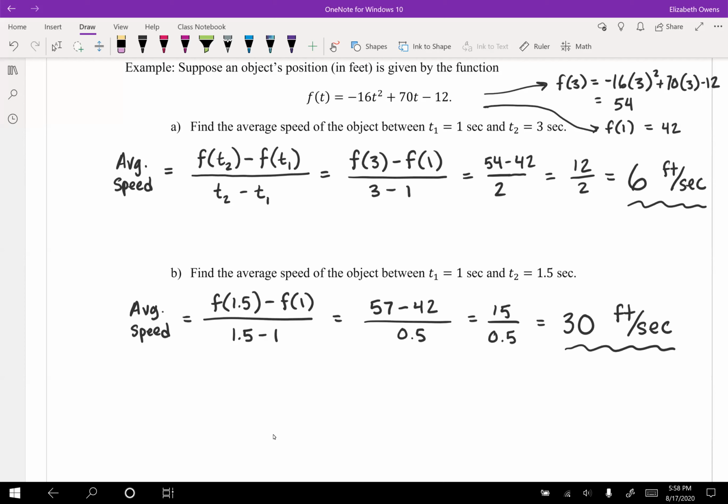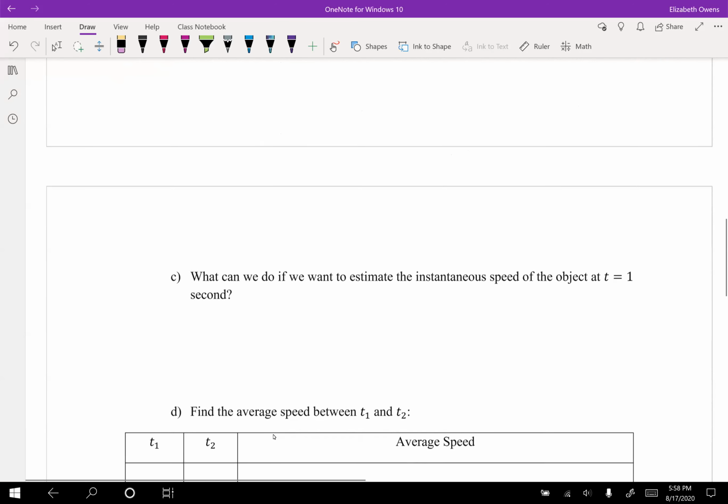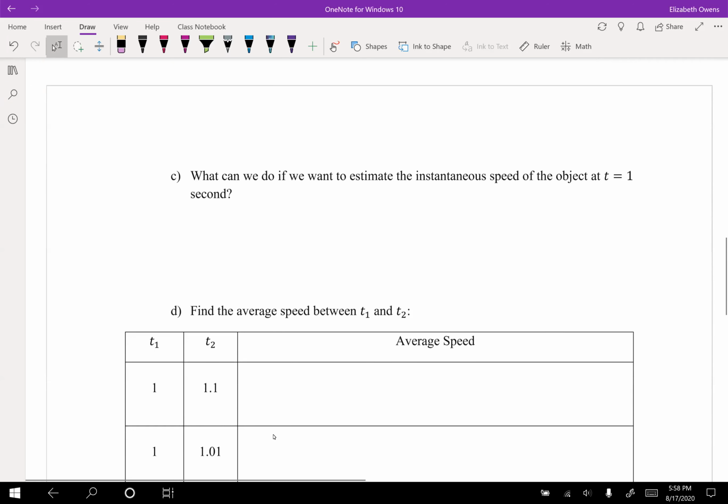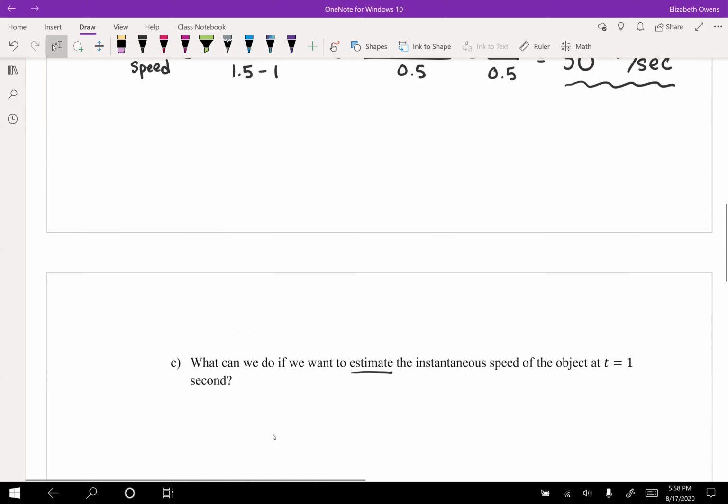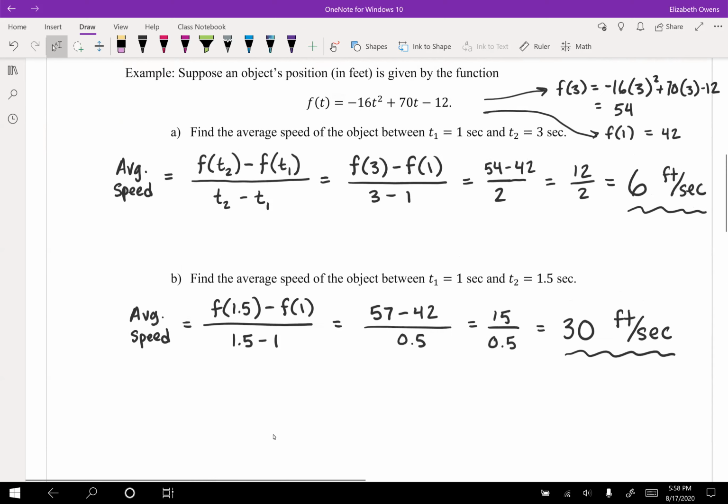Okay, so what are we going to do about this? We've got two different average speeds, but what can we do if we want to estimate the instantaneous speed of the object at t equals 1 second? Well, we can see a bit of a pattern here. We're bringing that second time mark closer to 1 second, so we've made a smaller interval of time from part A to part B.